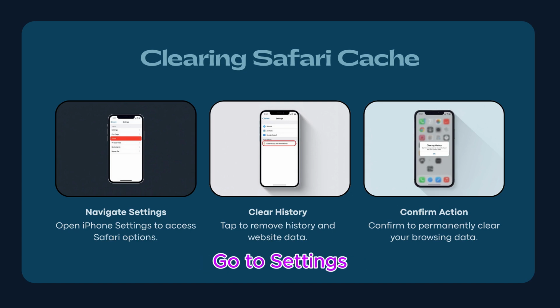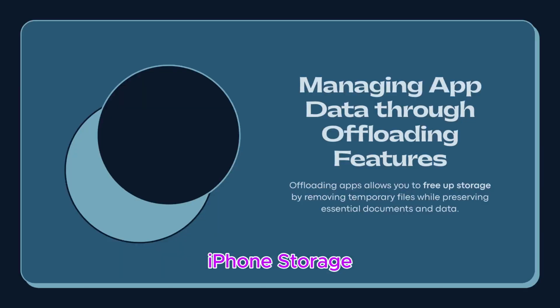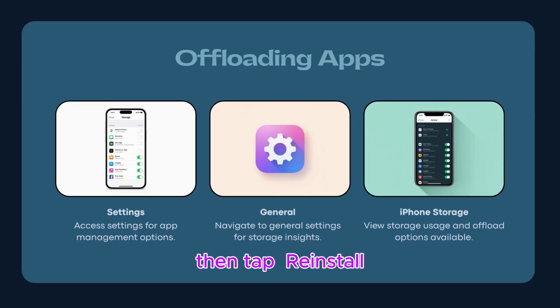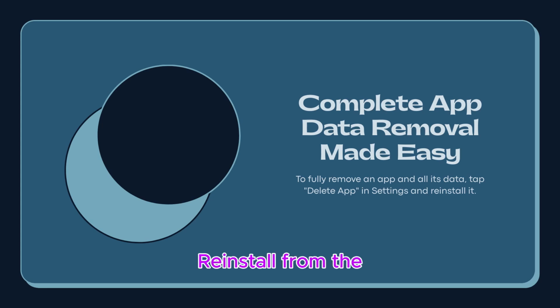Go to Settings, then General, then iPhone Storage. Select an app, tap Offload App. This deletes the app's temporary files but keeps its documents and data. You can then tap Reinstall App to delete all data, including login info. Tap Delete App instead. This removes the app and all its data. Reinstall from the App Store.